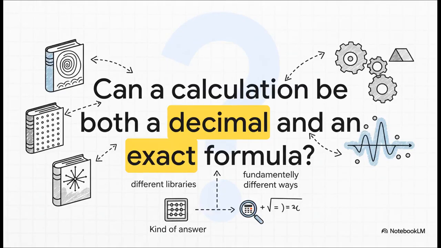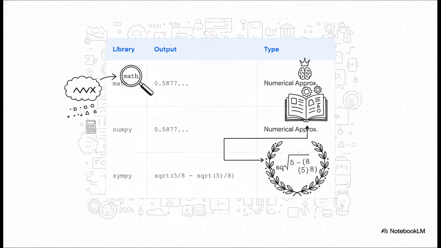See, different libraries can look at the exact same problem in completely different ways. The question stops being just about getting the right answer and starts being about what kind of answer you're looking for. Check this out. If we use the standard math or NumPy libraries to do a calculation, they give us a really, really precise decimal number. It's a fantastic approximation, but at the end of the day, it's just a number. But then look at what the SymPy library does. It gives us the exact mathematical formula. It's not just calculating a result, it actually understands the math itself.